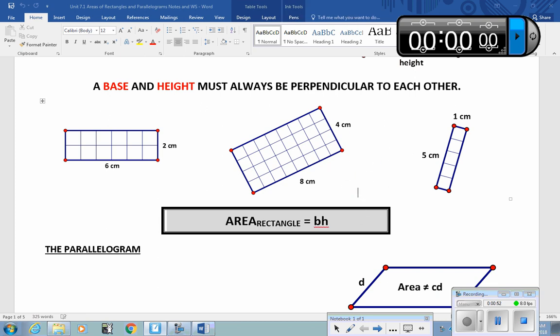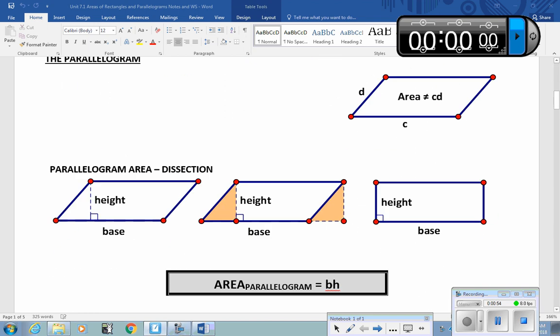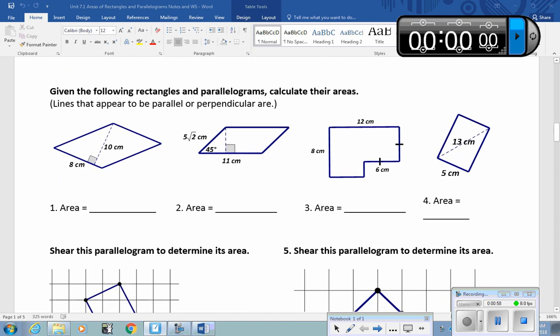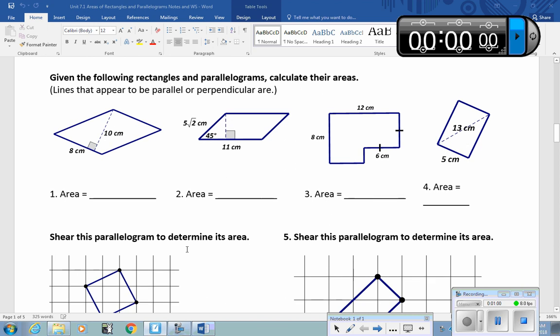So we're going to go to the back of this page right now. Flip it over to the next page, and we're going to look at these 4 questions. Now the first one's pretty straightforward. You got a parallelogram. 8's the base, 10 is that dashed line, 10's the height. So this is just going to be 8 times 10, which would be 80, in this case centimeters squared.